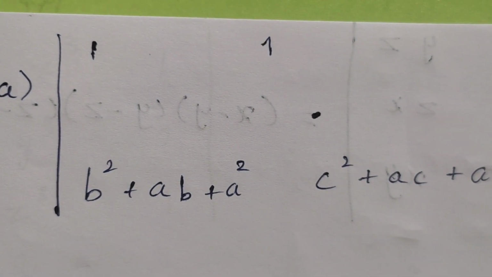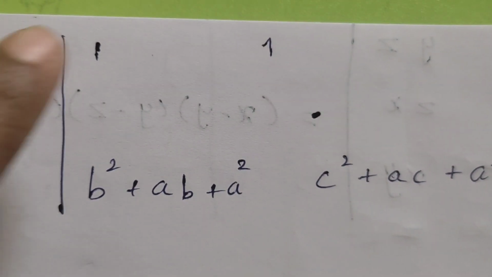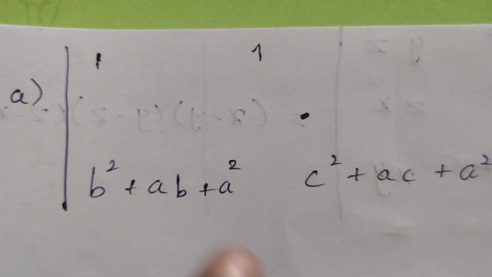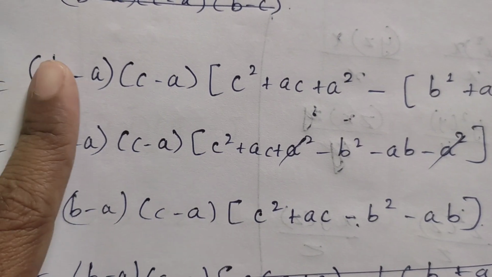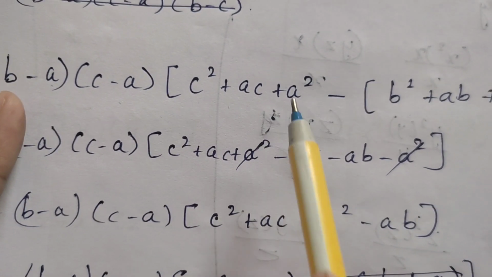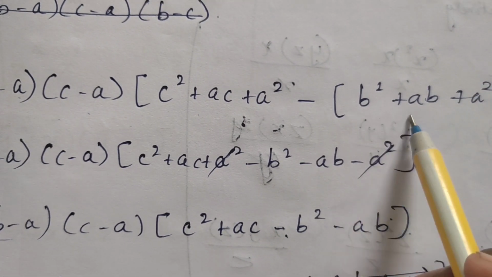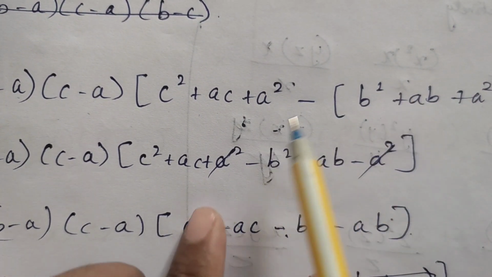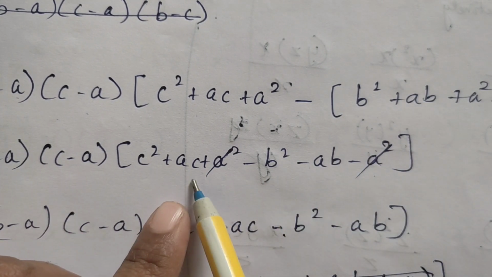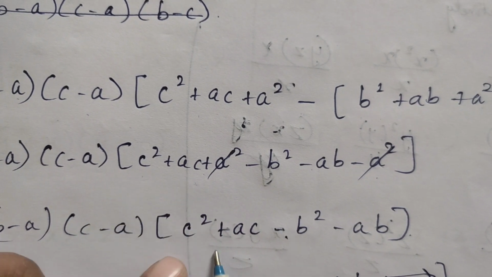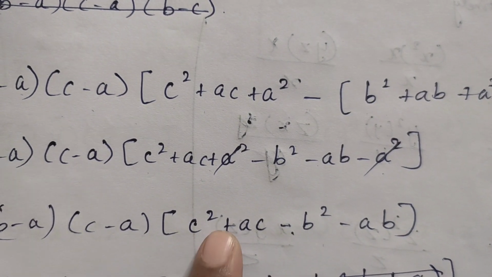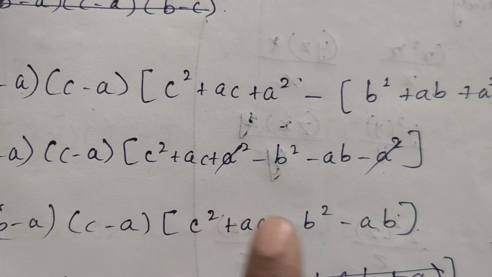Now expand this. b minus a, c minus a into 1 into this c square plus ac plus a square minus b square plus ab plus a square. It is equal to b minus a, c minus a, c square plus ac plus a square minus b square plus ab plus a square. Now send this minus inside, so minus b square minus ab minus a square. So a square minus a square will get cancelled. We get c square plus ac minus b square minus ab. So now I'll write c square minus b square plus ac minus ab.